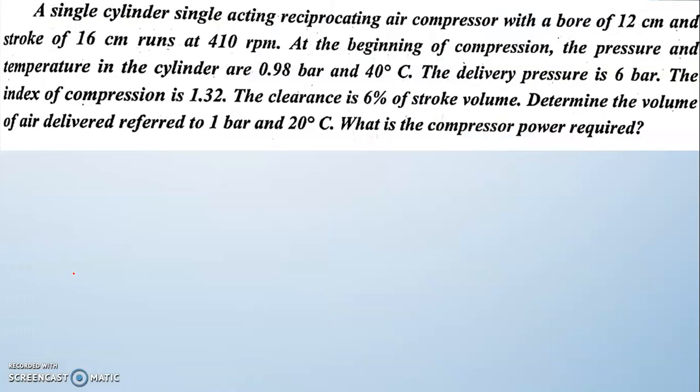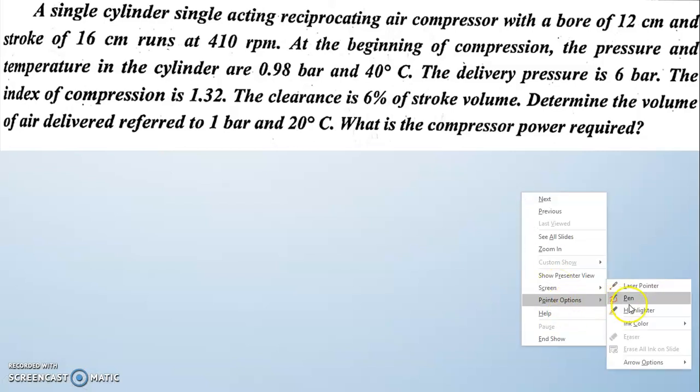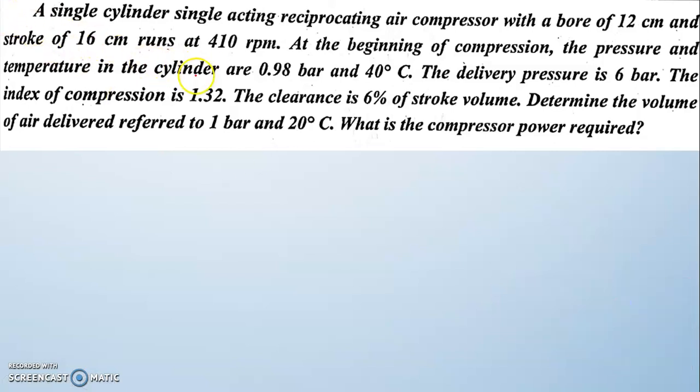Okay, we will discuss one more question. A single cylinder single acting reciprocating compressor with a bore and stroke. They have given the diameter of the cylinder and stroke length. From that we can calculate the swept volume of the cylinder. It runs at 410 rpm, capital N is given. At the beginning of the compression, pressure and temperature in the cylinder, that is P1 and T1, are given as 0.98 bar and 40 degrees Celsius.